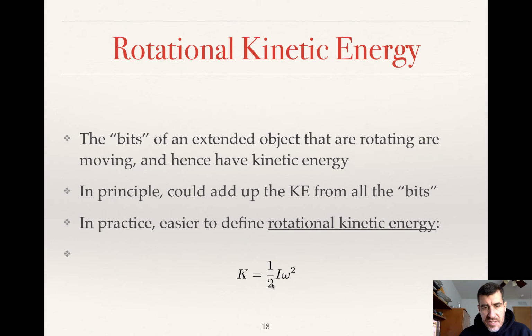This is actually pretty easy to remember. Remember, translational kinetic energy was 1/2 mv squared, and moment of inertia I plays the role of mass when we're talking about rotational motion, and omega, the angular speed, plays the role of the regular speed v.